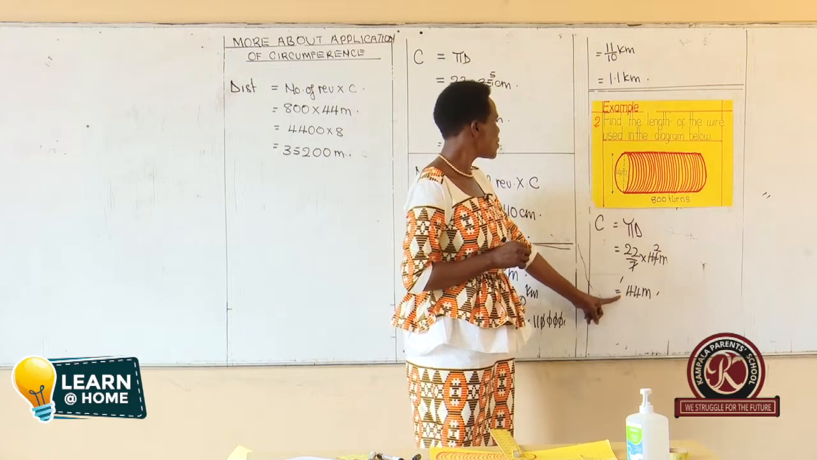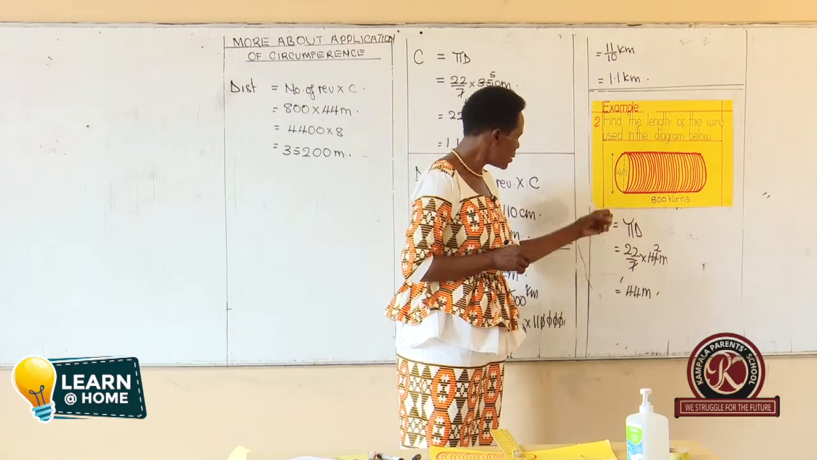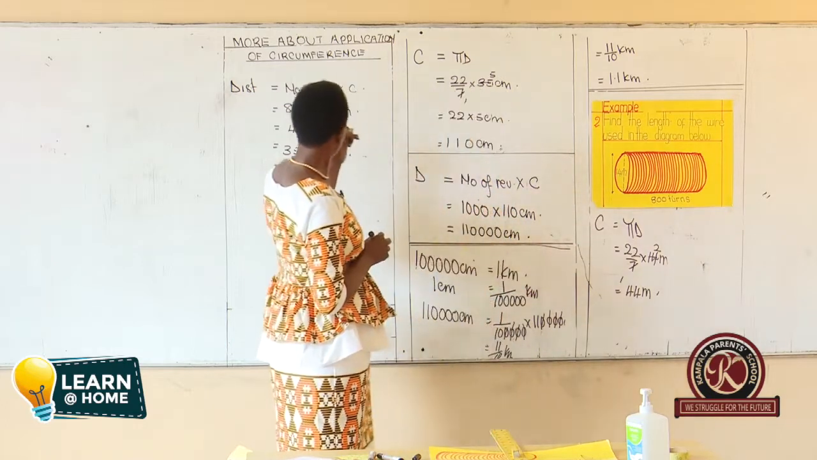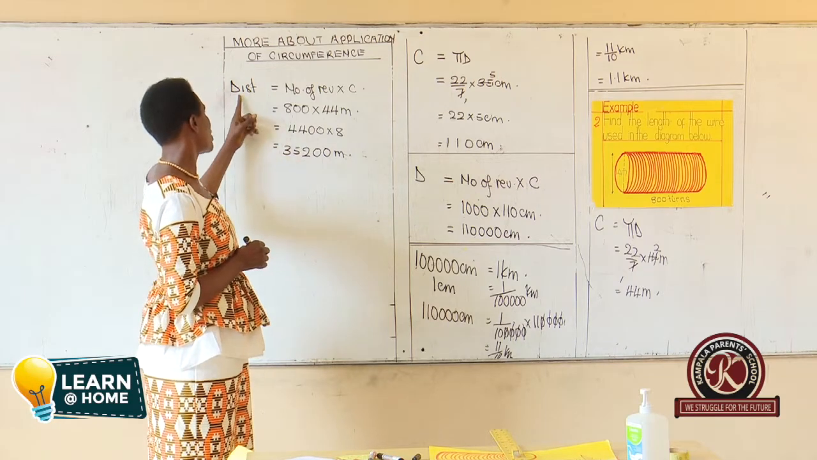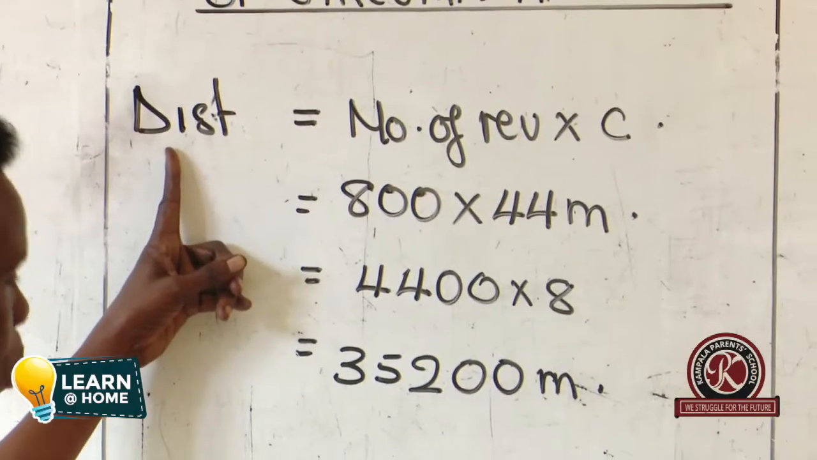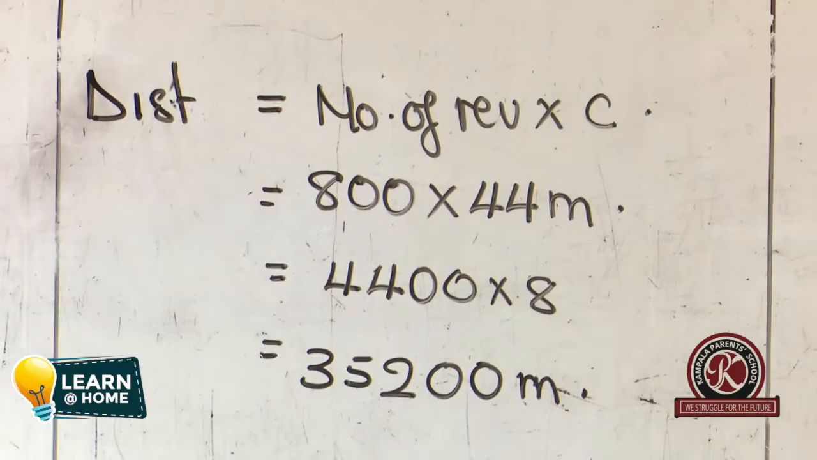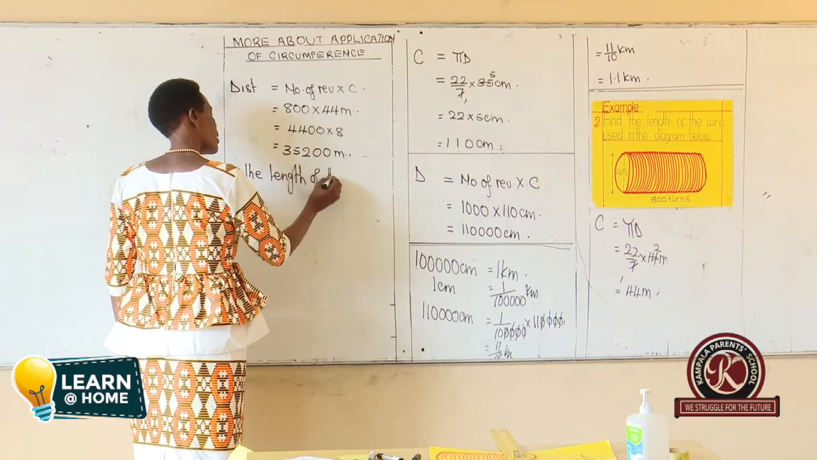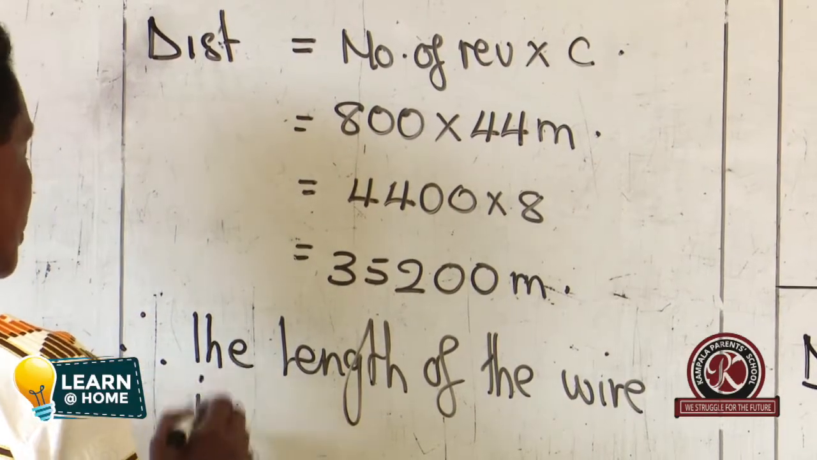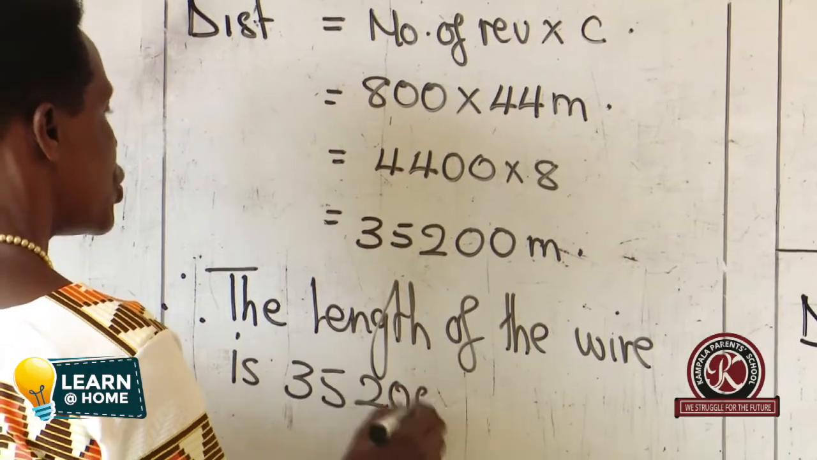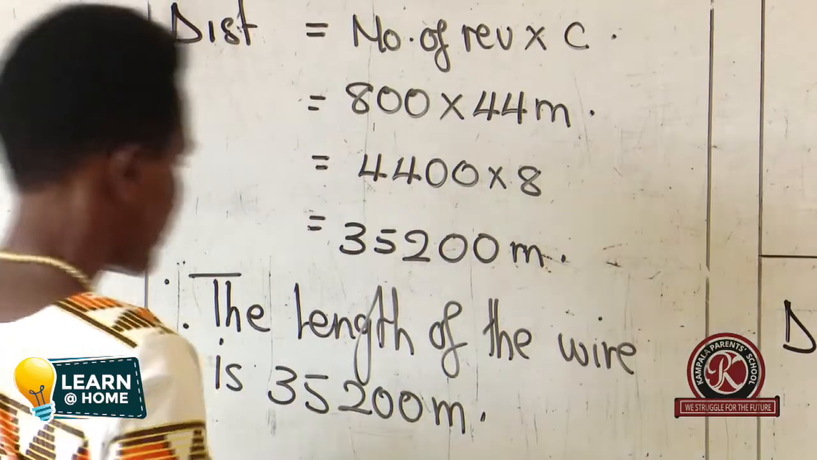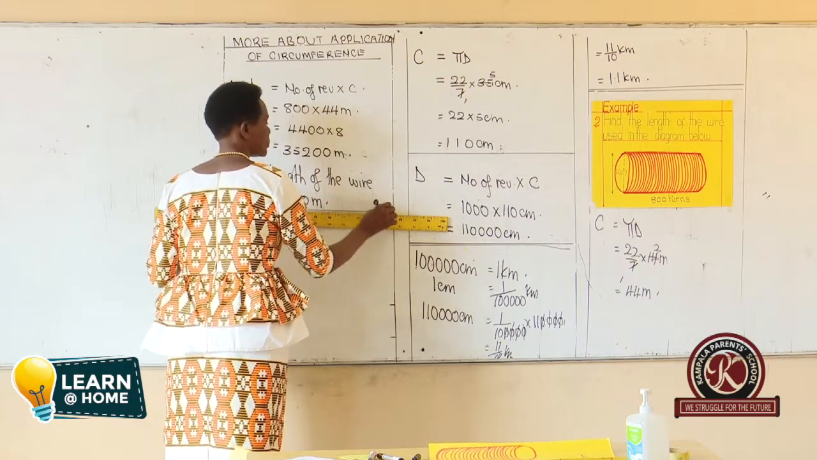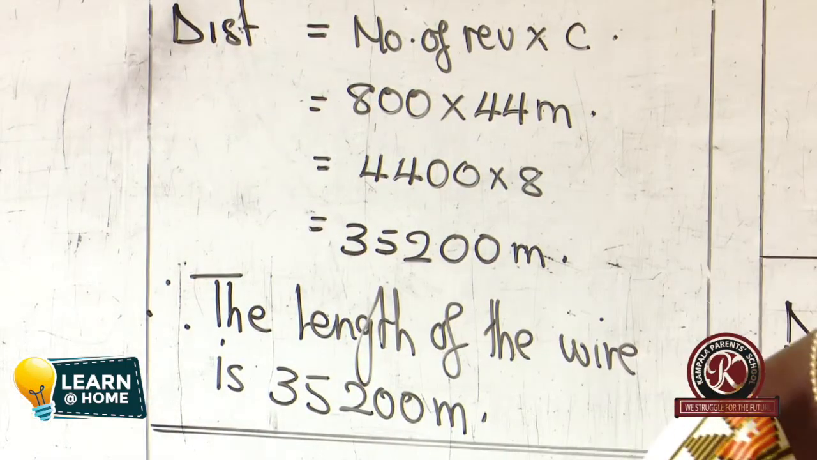Here we got the circumference. After getting the circumference of this log where they have wound the wires, we have come here to get the length of the wire. That is what we call the distance. I believe that some people want to call it length. That is the correct way, actually, the length. So maybe we conclude, we say the length of the wire is 35,200 meters. Underline that, so that we know that we are getting the length of the wire, not the distance of the wire. Then we go to the last number, the last example.